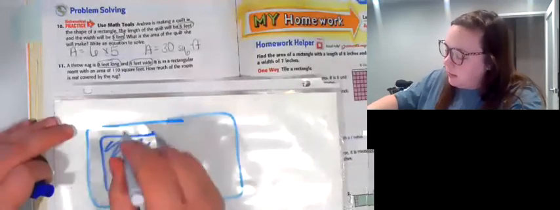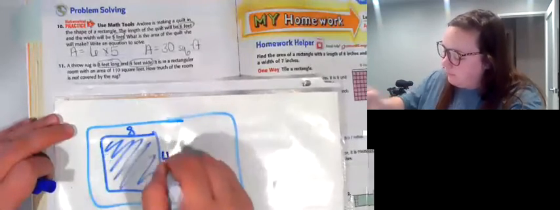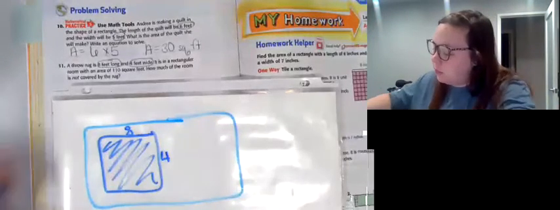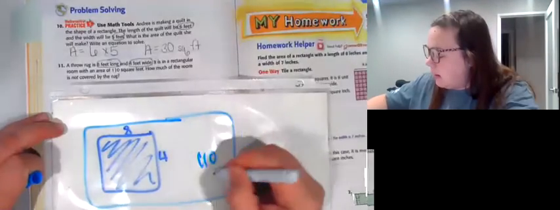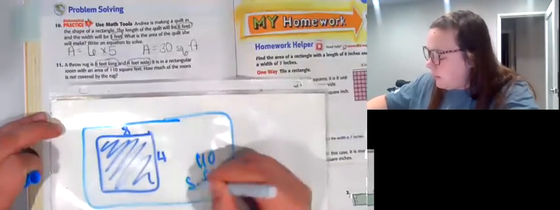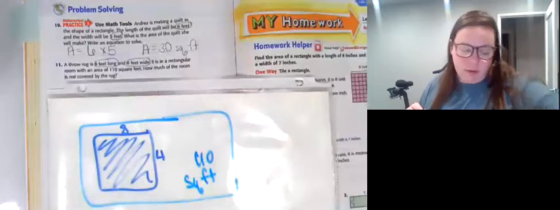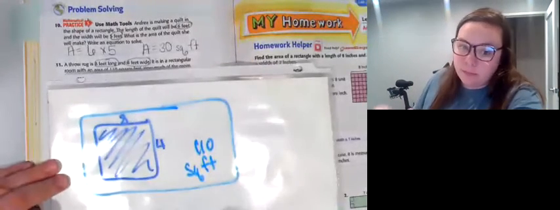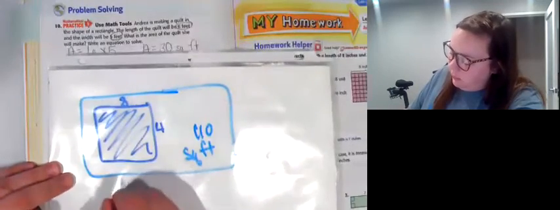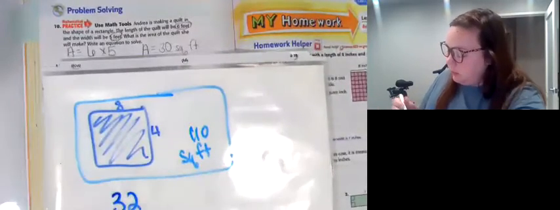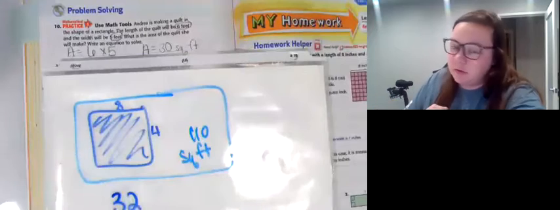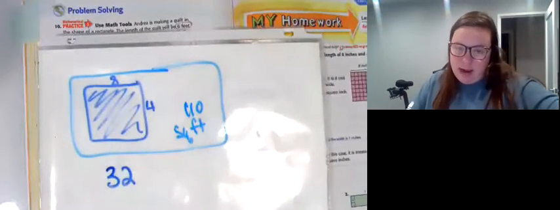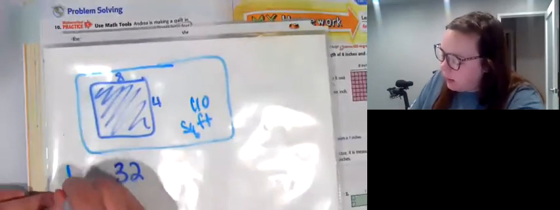We know that the rug is 8 by 4. So we can find out how much that is. And we know that the room is 110 square feet. So first things first, 8 times 4 is 32. So if we know that this amount is 32, we need to subtract 32 from the 110 to find out how much of the room is not covered by a rug.